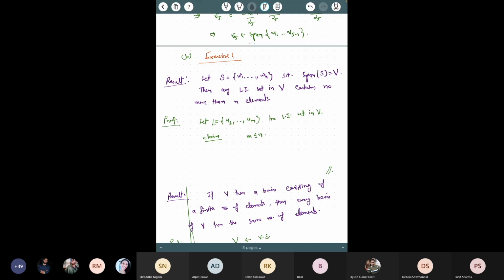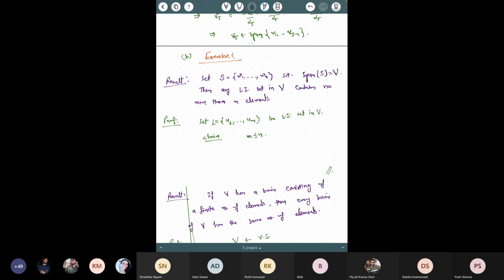Then you say that okay, because there are only finitely many vectors in S, after finitely many steps, at most n steps, this process should stop, removing the vectors and making it linearly independent. So after n steps, it will stop this process. At the nth step, you may not get anything, but this process will stop. After that, you don't have to check further.